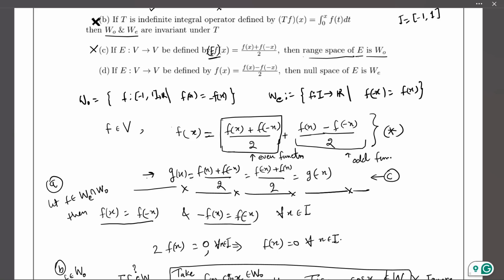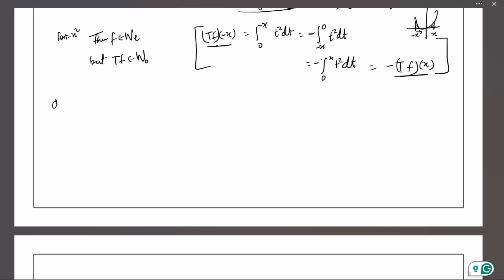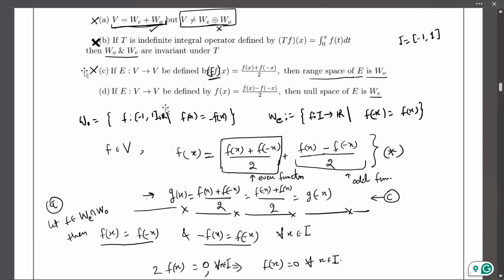What about this? They are saying the null space of E is WE. Meaning take any WE element, meaning an even function, apply E, you will get 0. Now you tell me if it is correct. B part says f of x minus f of minus x by 2. Then this is your range space. In the C, the range space of E is WO is wrong. Then is WC the answer? This is wrong.